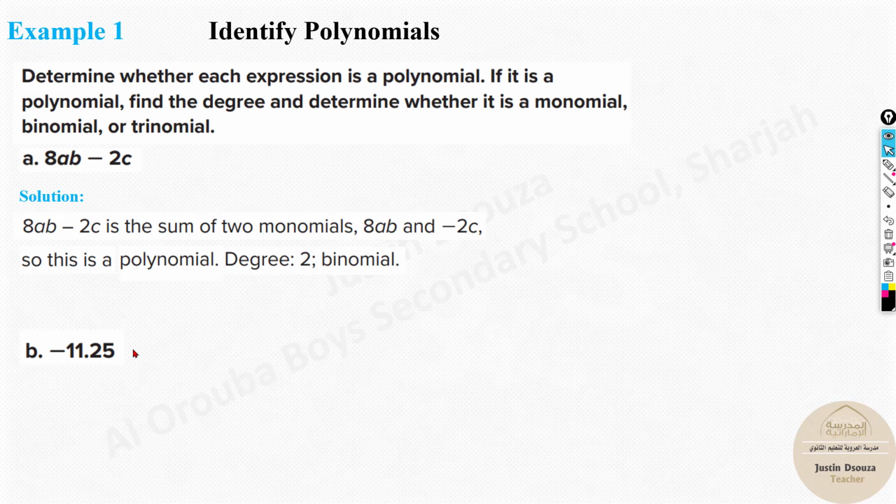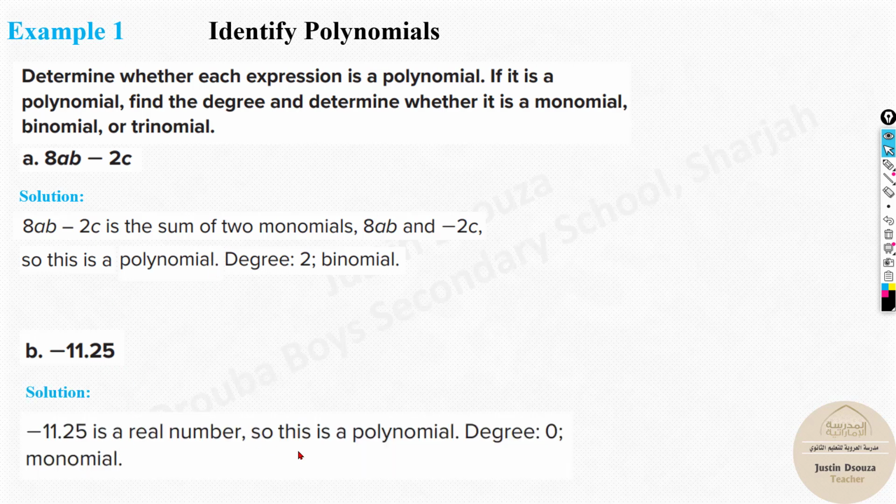Now what about this number, minus 11.25? Yes, it is a constant and it is a polynomial. It is a polynomial, but the degree is 0. Why? Because it's a constant. There is no variable. That means it might have had x, but it's having power 0, so we don't write it. And this is a single term, so we call it monomial.